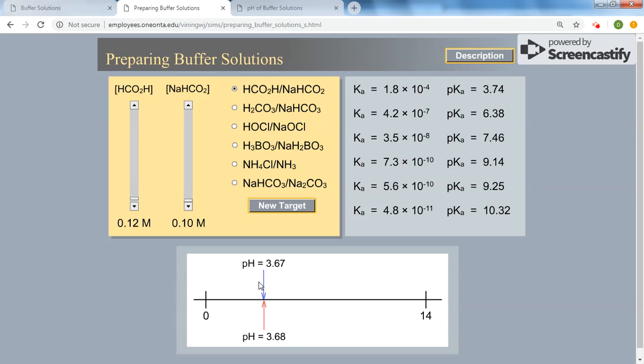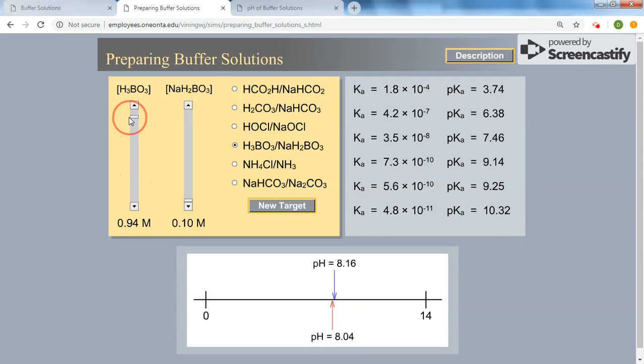Sometimes it doesn't work exactly on target. So you then click New Target to see what the next buffer system you can use. So for instance, this is 8.04, so you would see which one is closest, and here it is the borate one, which is 7.6. And now, again, we've got to bring down the buffer, because that's about the closest, because that's more than a pH unit out. So for instance, here we need to again increase the acid to bring it down to the required pH.